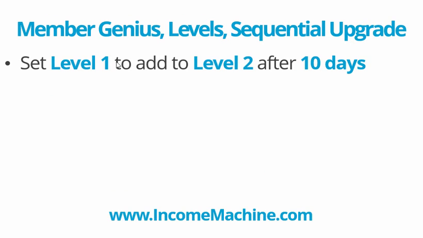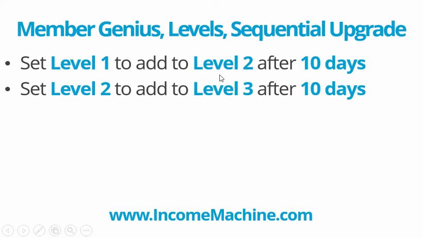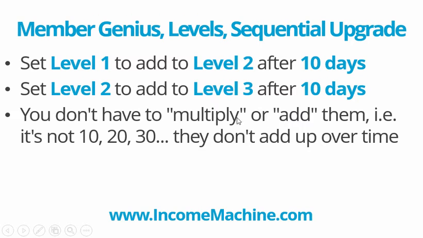Anyway, Level 1, 10 days, they're on Level 2. Then Level 2, after 10 days, they're on Level 3. And what's important in what we're about to fill out is that you don't have to multiply or add your schedules here, right? So if someone's going to wait 10 days for Level 2, we don't have to say wait 20 days total for Level 3. This number is just how long they're on the latest level, right? And this will make sense in a second. But the numbers don't add up and get bigger over time.